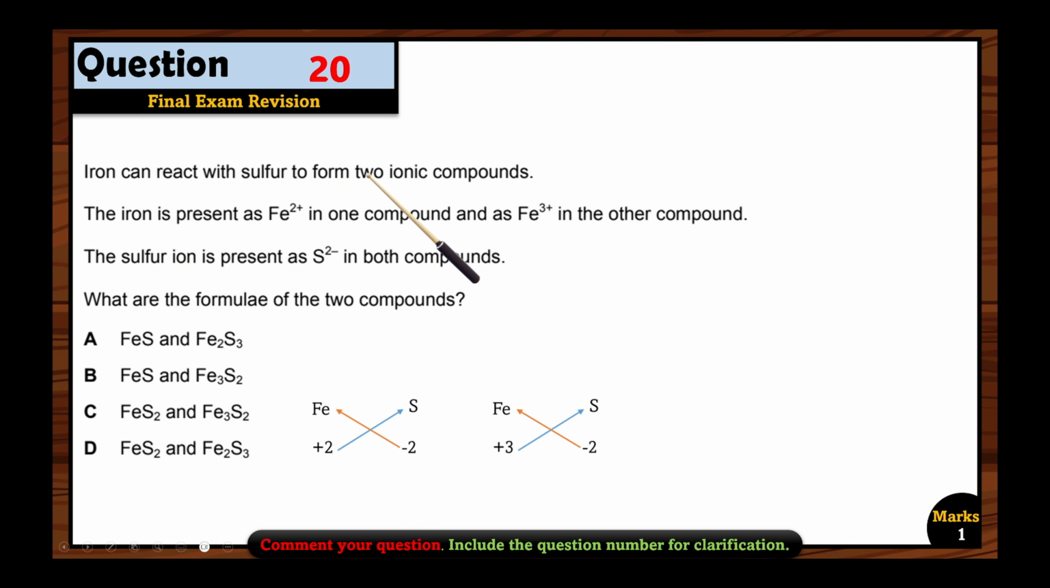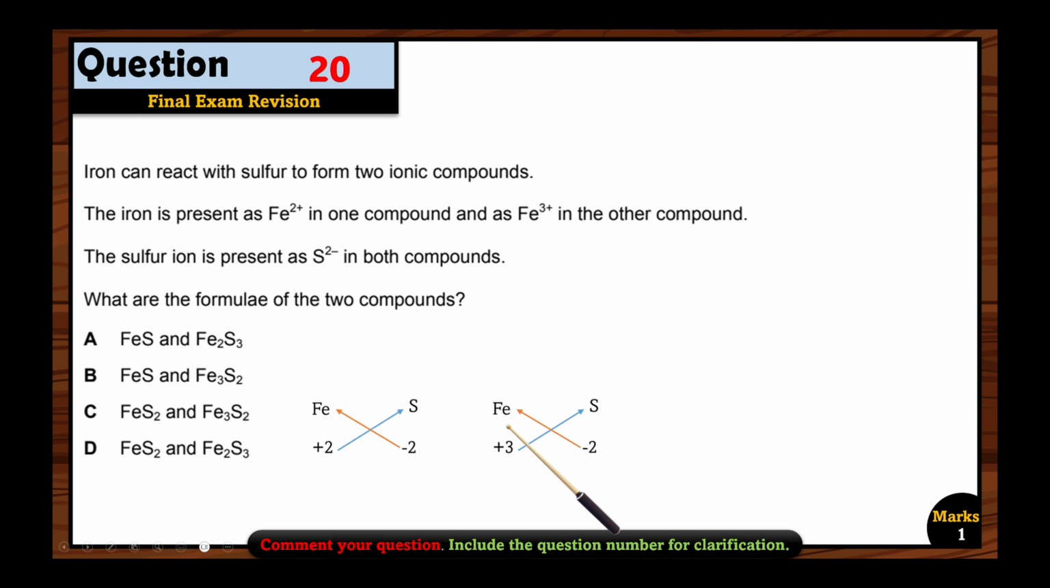Iron can react with sulfur to form 2 ionic compounds. The iron is present as Fe2+ in one compound and Fe3+ in the other compound, but the sulfur ion is the same in both compounds. Okay, so what are the formulas? Let's see, for one, Fe is +2, and S is -2, right? It's the same, so both the charges will cancel each other, right? So what will be the formula now? It's simple, FeS. So FeS is the right answer.